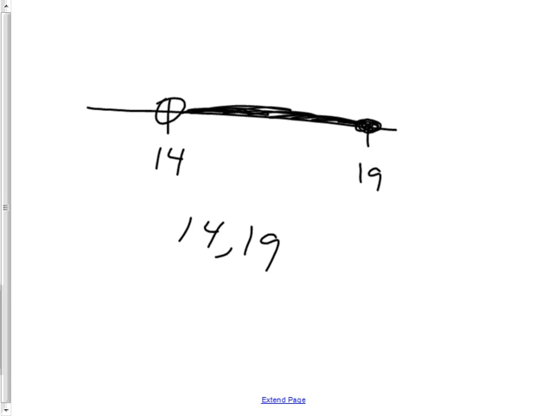(14, 19), and the only hard part is it's parentheses around the 14. Parentheses and then a bracket on the 19. Raise your hand if you had that right. Okay, good. Moving on.